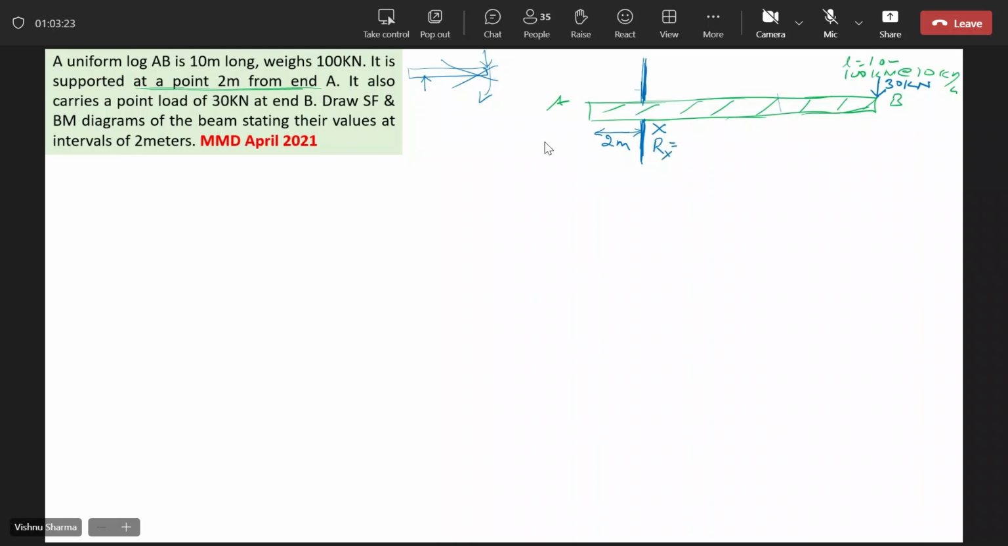Can you tell me? Which will act upwards? What will be the reaction at X? Sir, 130 kilonewtons. 130 kilonewtons, right?